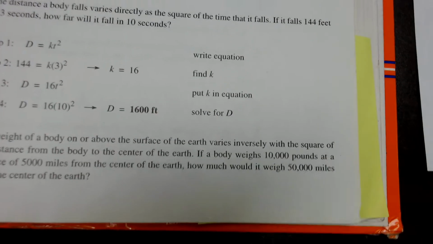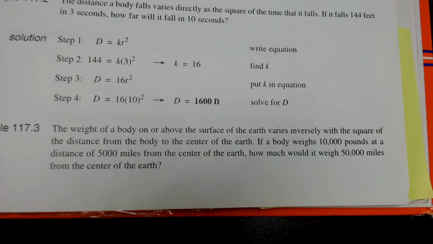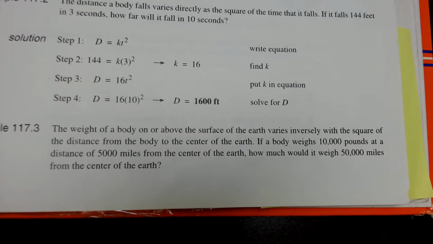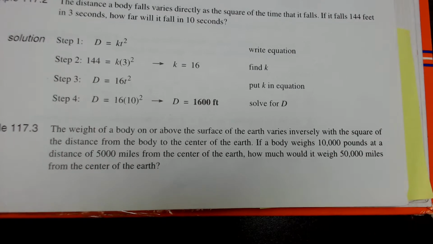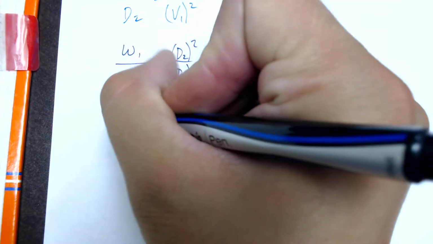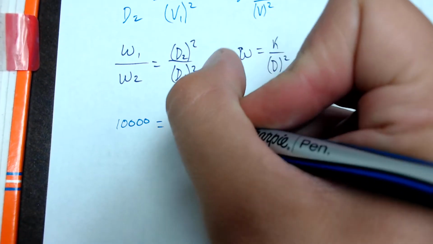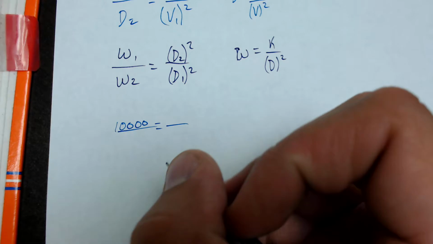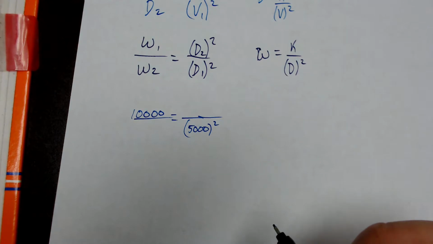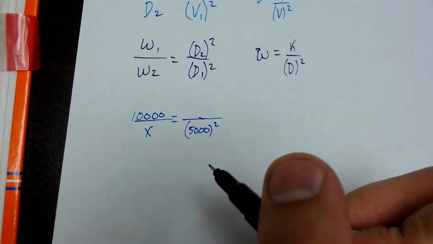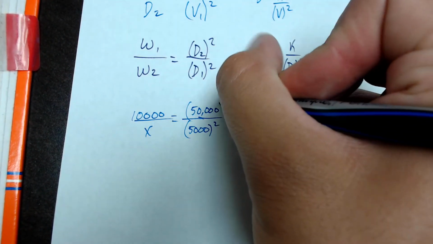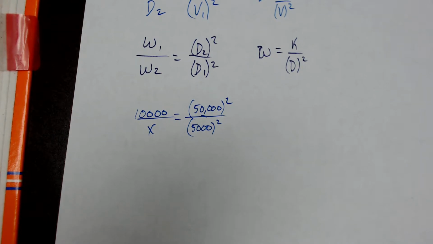Now, they say if a body weighs 10,000 pounds at a distance of 5,000 miles from the center of the earth, how much would it weigh at 50,000 miles? So our first weight is 10,000, first distance is 5,000. So let's plug that into our proportion. Weight 1, 10,000, and then distance 1 is 5,000 squared. All right, and then they want to know the weight if it was 50,000 miles from the center of the earth. So we got 50,000 squared.